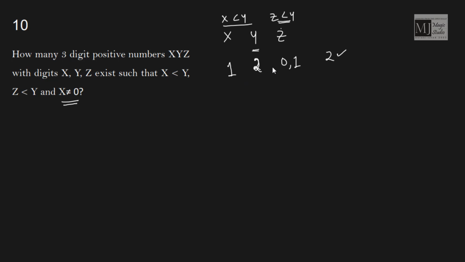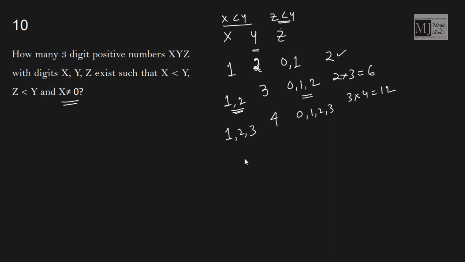That means how many numbers can be formed? 2 numbers can be formed. 1 1 0 or 1 1 1. Now if I take Y equal to 3, in place of X I can have 1 or 2, and in place of Z I can have 0, 1, 2. Then how many numbers would be formed? 2 into 3, that is 6. Now if I take 4, in place of X I can have 1, 2, 3. In place of Z we can have 0, 1, 2, 3. That means 3 into 4, that is 12 numbers can be formed.